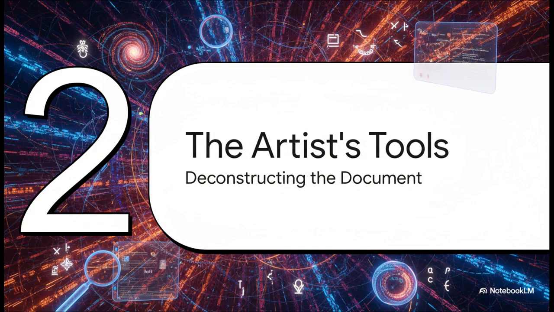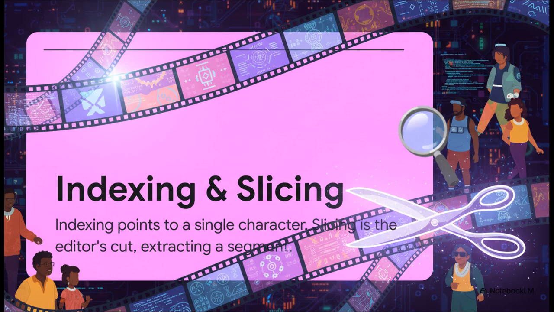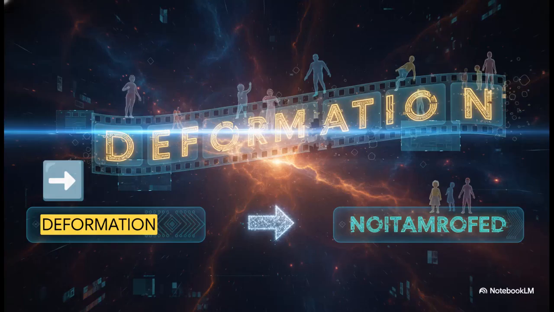All right, so now that we understand our raw material, let's look at the artist's tools. These are the things we can use to deconstruct the document and find all those hidden patterns within the weave. I want you to think of a string like a strip of film. Indexing is our ability to point to a single, specific frame, one character. But slicing is where the real editorial power is. It's the artist's cut. It lets us extract a specific scene and give it brand new meaning just by changing its context.